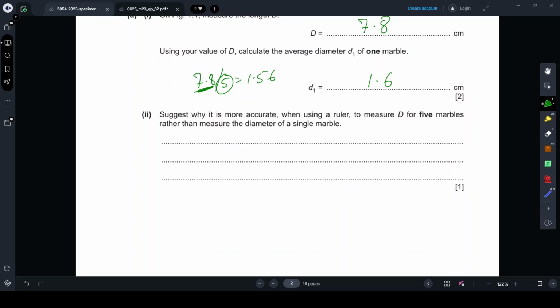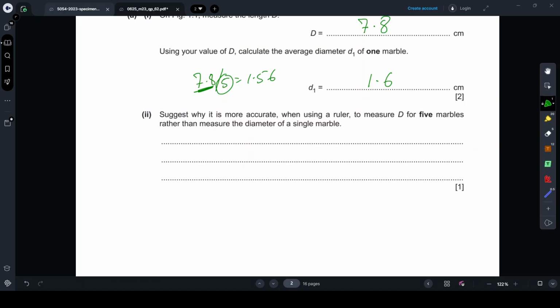Suggest why it is more accurate when using a ruler to measure D for 5 marbles rather than measuring the diameter for a single marble. I think the ruler will get you the exact answer. No, but they're asking why are we measuring the diameter of 5 marbles and then getting an average rather than just taking one marble and measuring that directly? Do not get any error.